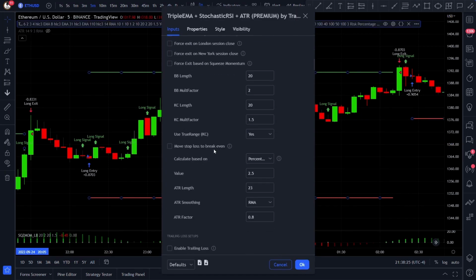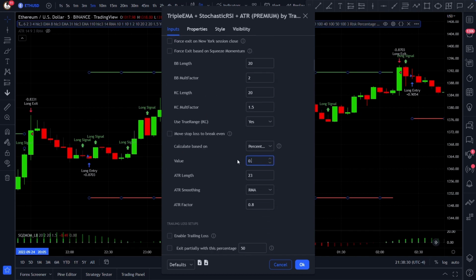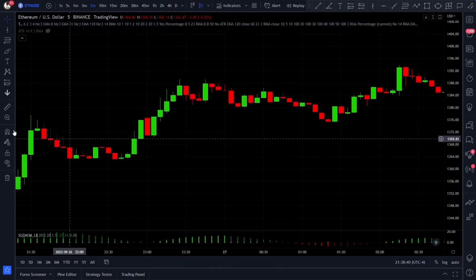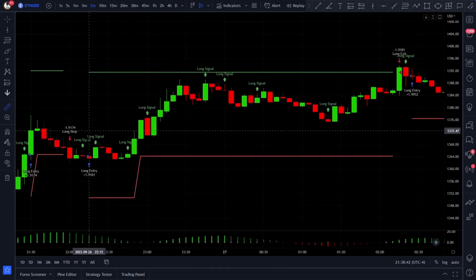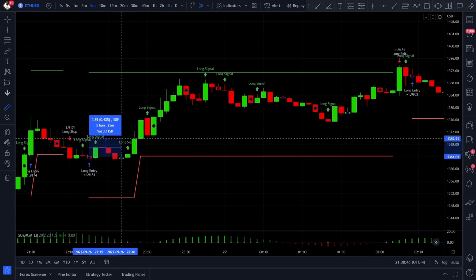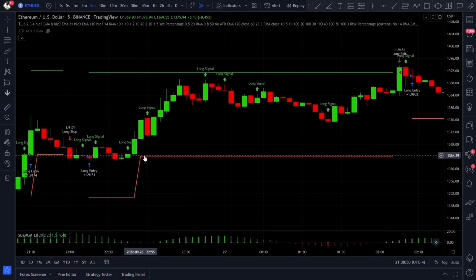To move the stop loss to break even after 0.5% is reached, set the value to 0.5. Also make sure the percentage based option is selected. Finally, tick the box next to this option to activate it and let's see the trade. As you can see, the trade moved in our desired direction by 0.5% on this candle, so on the next candle's open, the strategy updated the stop loss to the break-even entry level.